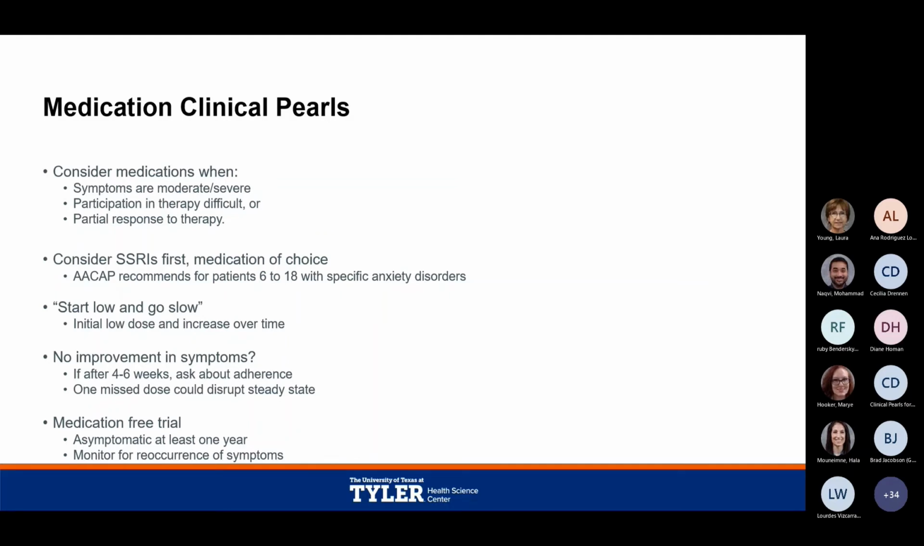And then consider a medication-free trial when the patient has remained symptom-free for at least a year, and then continuously monitor for recurrence of symptoms. So, like with depression, after about 12 months, start tapering off the antidepressant and see if you can get to either a lower dose of the medication or no medication, and then just continue to monitor if symptoms recur.